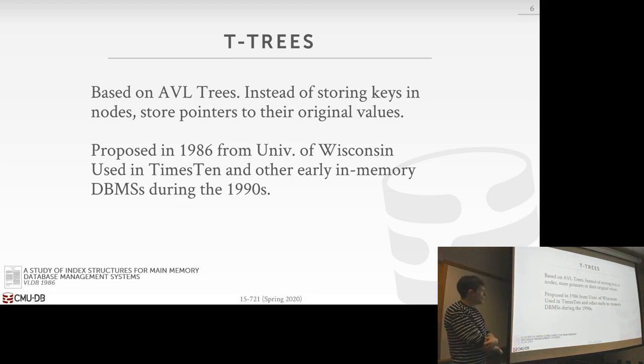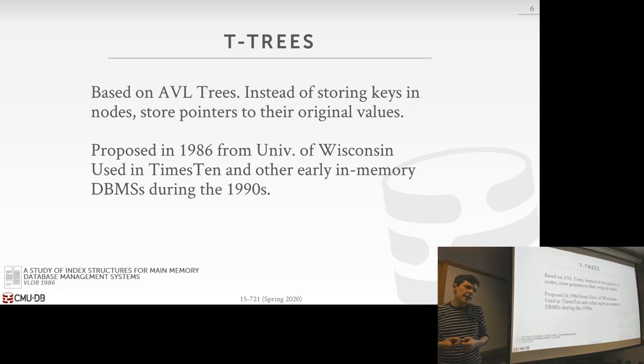The T-tree was originally proposed in 1986 at the University of Wisconsin. Mike Carey and his group were doing a lot of early work on in-memory databases in the 1980s. And in the 1990s, when people started building the first commercial in-memory databases, like Smallbase out of HP, which became TimesTen, which Oracle bought and is still around today, these early in-memory databases actually used the T-tree design.